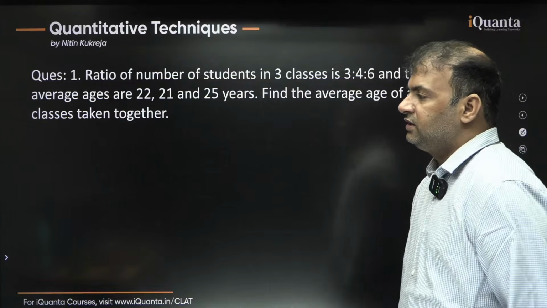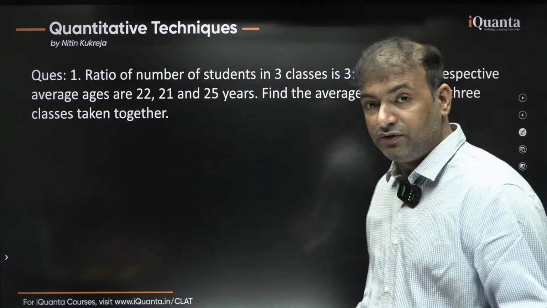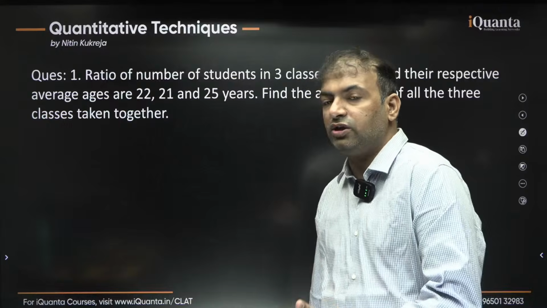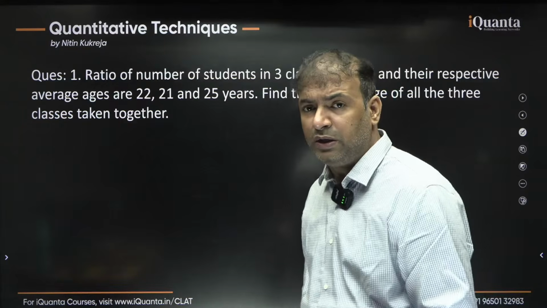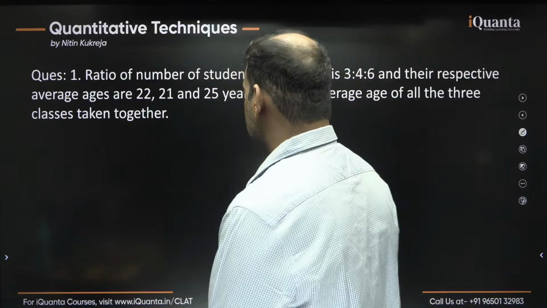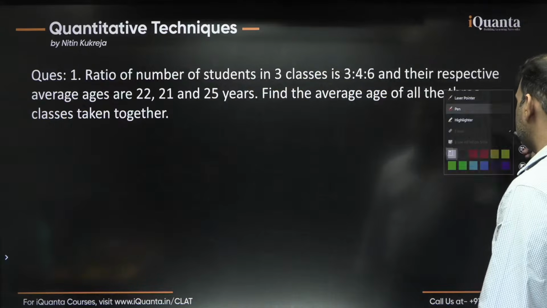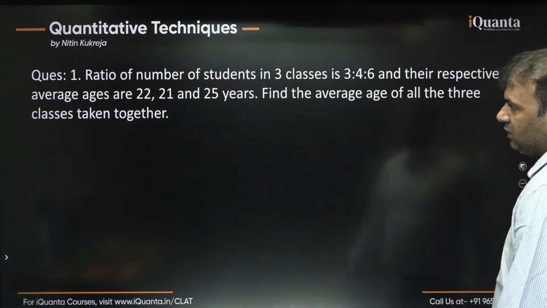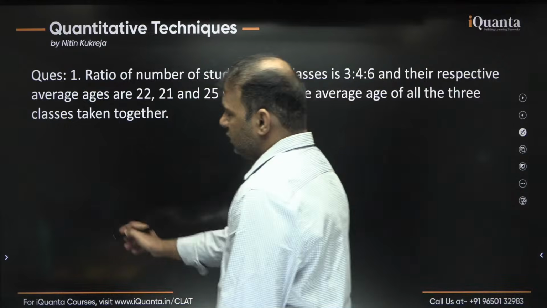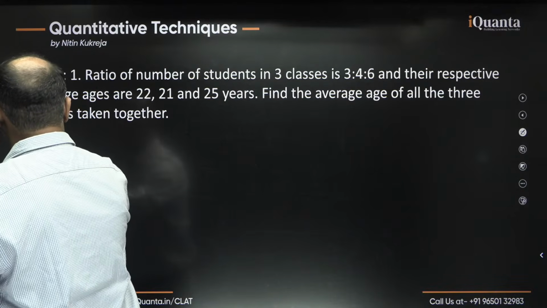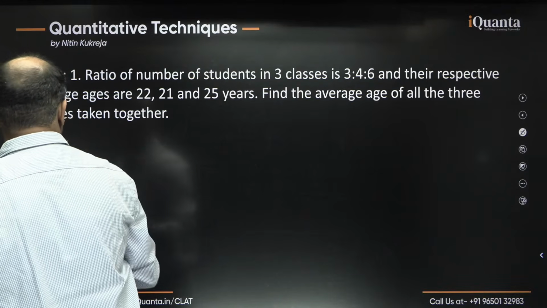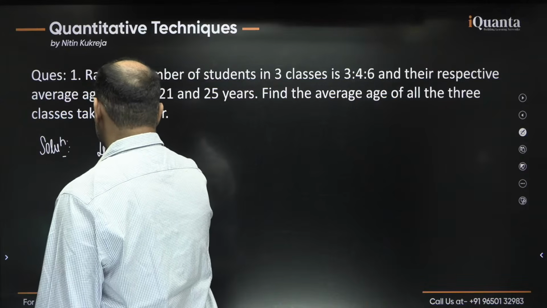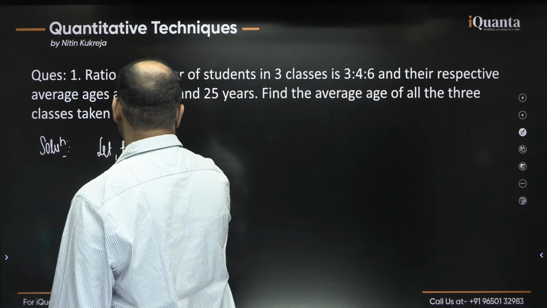Alright. Guys, in this question, we are not given the number of students, right? We are just given the ratio of the number of students. But that can also be enough to solve the question. And we are given the average age of the students of all the classes. That's a good thing. So how can we do that? We can first assume the number of students with the help of the ratio which is given to us.